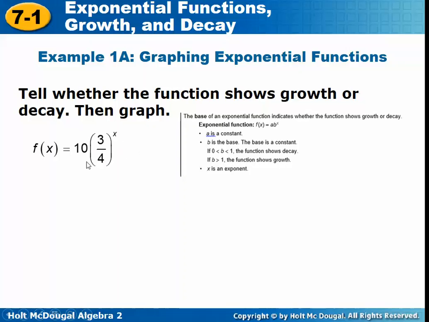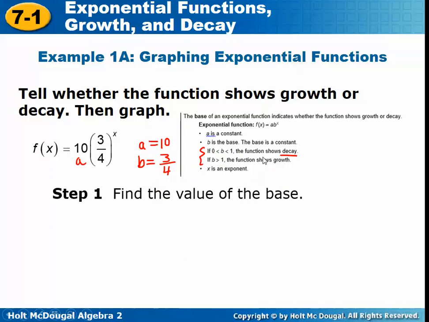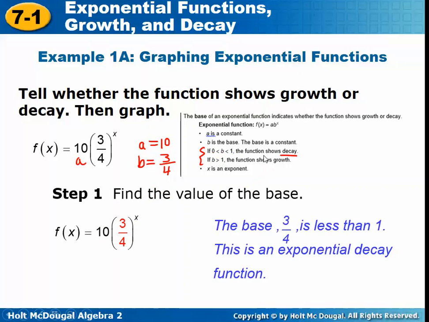So over here, we need to figure out what is a, what is b, so that we can tell what the base is. Well, a is the number in front. This is a right here. So a equals 10 in this problem. B is the base. That's the number that we need to look at and decide whether it shows decay or growth. So is b, 3/4, greater than 1? No, it's between 0 and 1. So this function shows a decay. So we found the base, and the base is decay.